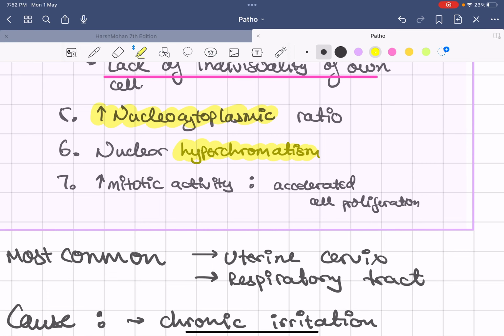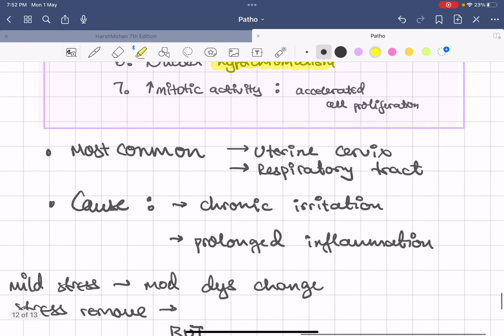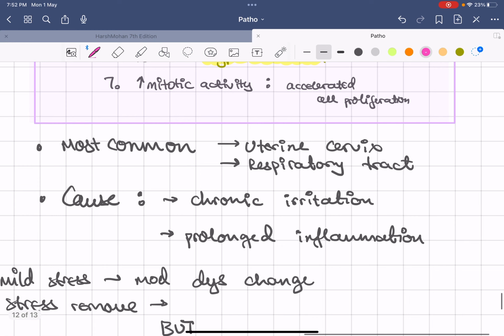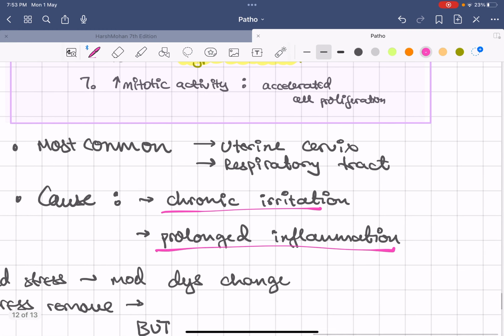So what is the cause of dysplasia? Why does the cell undergo dysplasia? It is due to chronic irritation and prolonged inflammation. And where do this inflammation and irritation most commonly occur? The uterine cervix and the respiratory tract. These are the most common and most vulnerable places for dysplasia to occur.